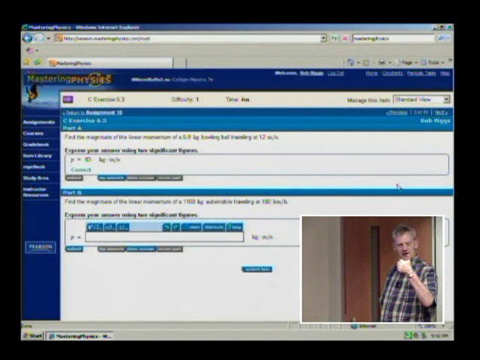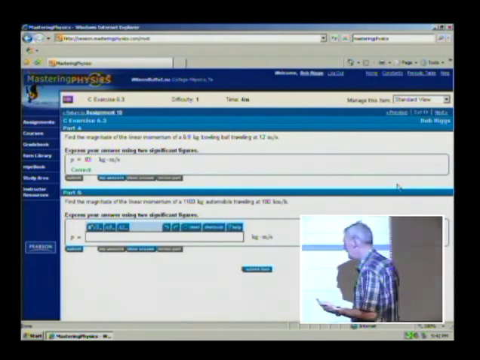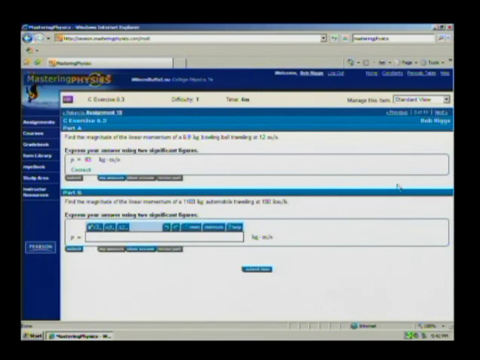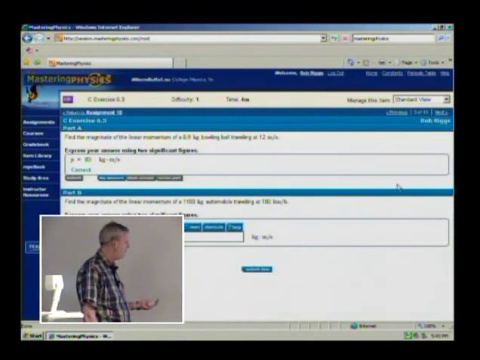Mass times what? Velocity. What do we have there? A mass and a velocity. Whoo! That was hard. All right. And then find the magnitude of the linear momentum of 1,100. What's the only tricky part about this one? Yeah, converting the 100 kilometers per hour to meters per second.